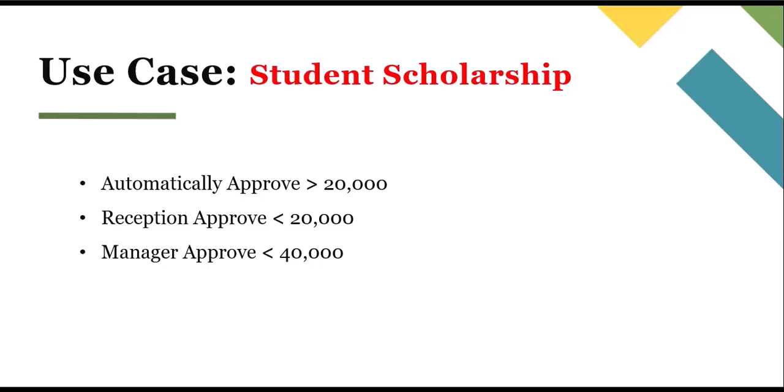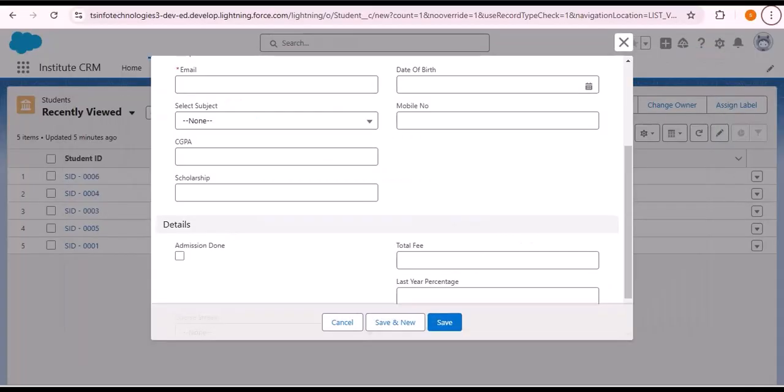For more than 20,000 it should be sent to the reception, and if the reception faculty approves the request, then the student will get the scholarship, and if they reject the request, then it will be denied for that student. After that, if the scholarship is more than 40,000, then the request will be sent to the reception and then the manager also. So without any delay, let's jump to the org. There I will show you how we can create an approval process in Salesforce.